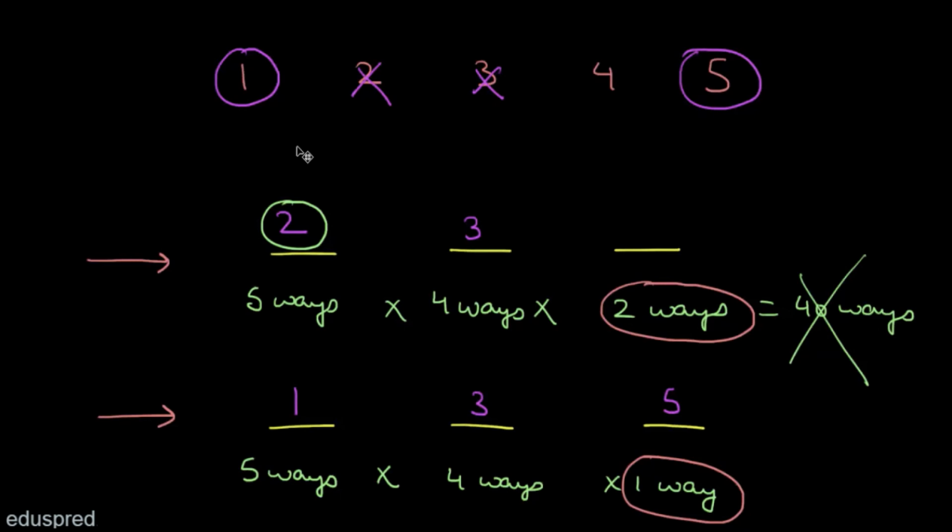So this is all for part A. Let's proceed to part B. In part B, we are given that repetition is allowed and we have to use these 5 digits to form 3-digit odd numbers. So once again, let's start with the condition.